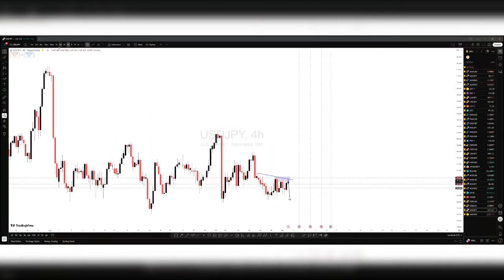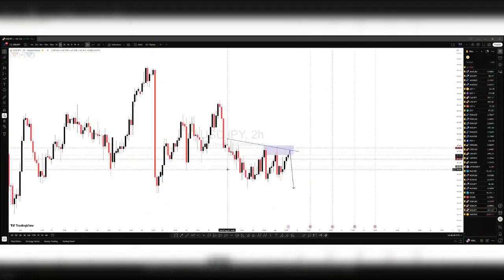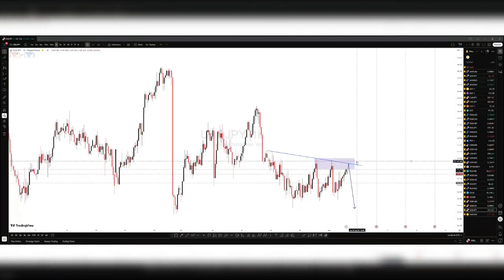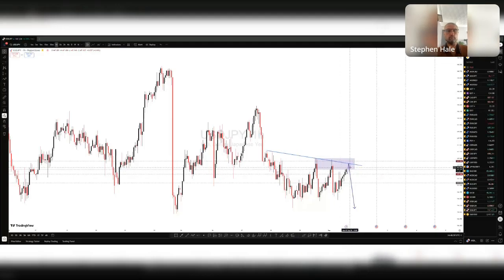Well, I already showed you. This is my analysis on USD JPY. It's basically bearish. We have a supply zone, we have a daily time frame pivot, we have a trend line resistance. So once we're able to confirm rejection from here, we're definitely selling.